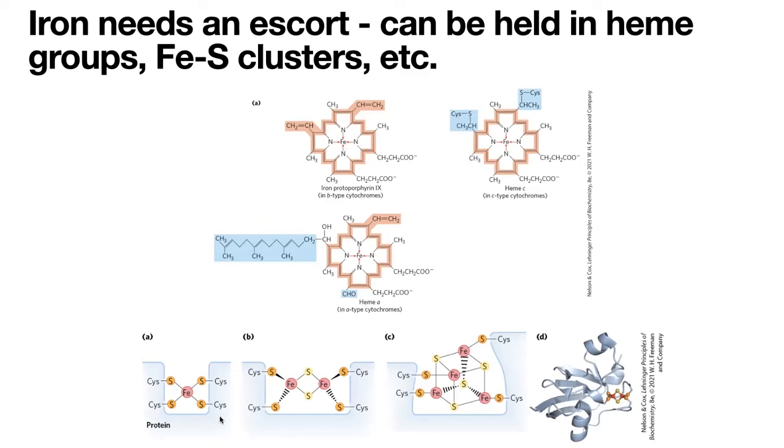Also good for holding onto iron are cysteines. So the sulfur, so this would be like an iron sulfur cluster, as well as you can have them coordinated in these things called Rieske proteins, where you have them coordinated by histidines. So various ways we can hold on to those metals and take advantage of their ability to give and take electrons.